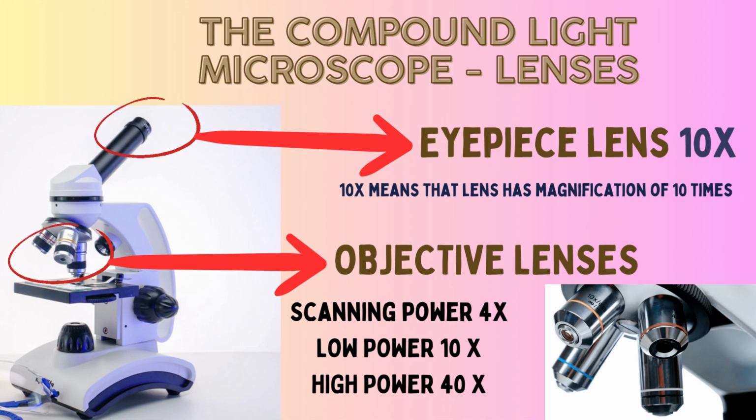Regarding objective lenses, this specific type of compound light microscope has 3 different lenses, or 3 different objectives. The smallest one, which you can see on the left side, is the scanning power, which has a magnification of 4 times. The middle one has low power and is 10 times. And the largest one has high power, or 40 times. Again, different types of microscopes can have different kinds of objective lenses.